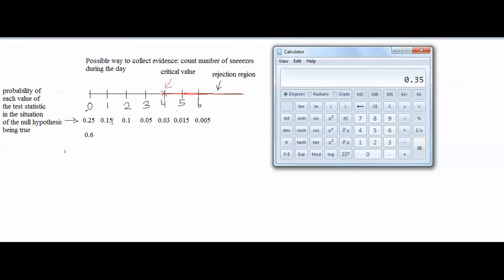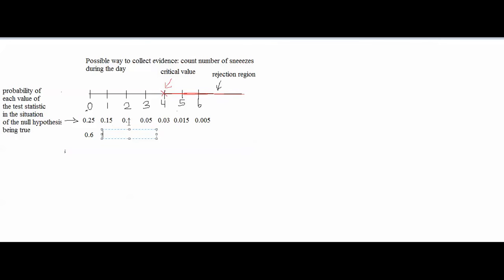So when I added all of the probabilities between 0.15 and 0.005, when I added all of these numbers in here, I got 0.35. So what I did is I just added all six of these numbers starting at 0.15. The only one I didn't include is 0.25, and it comes out to 0.35.